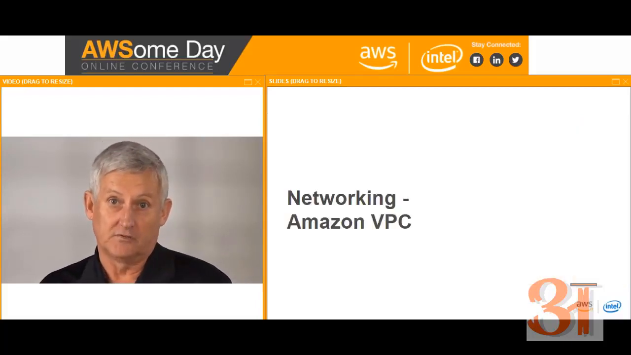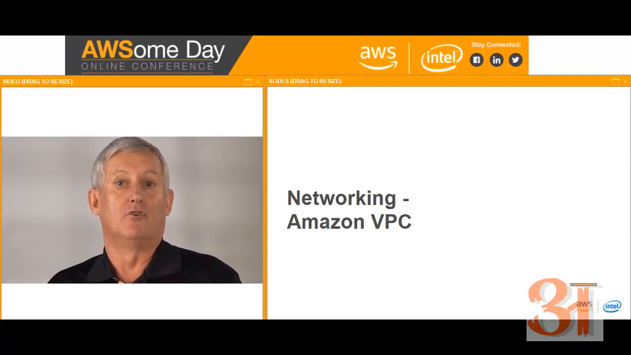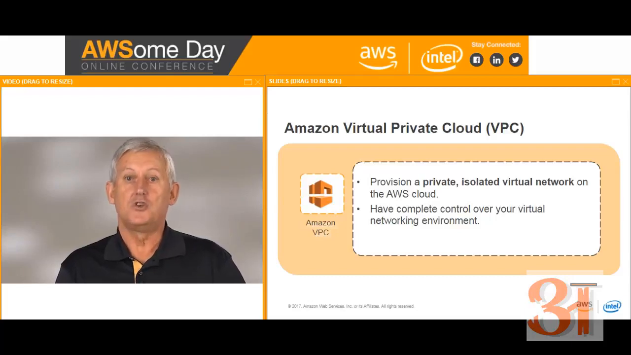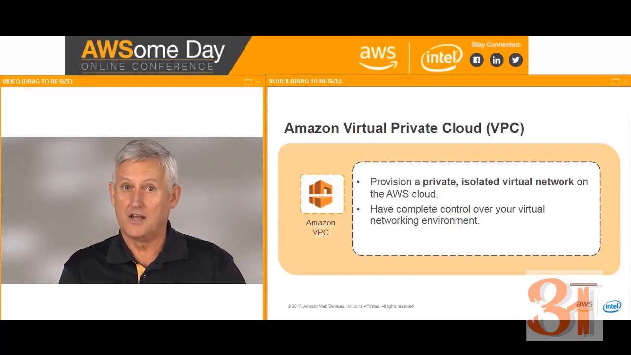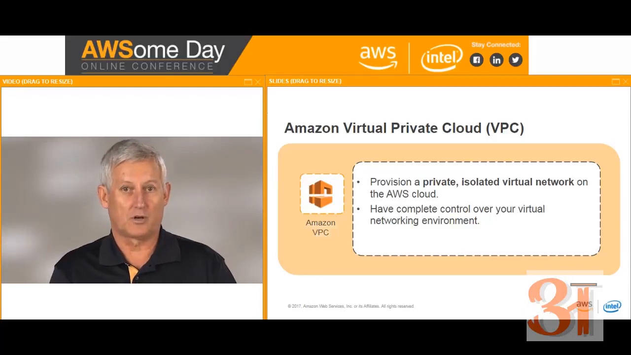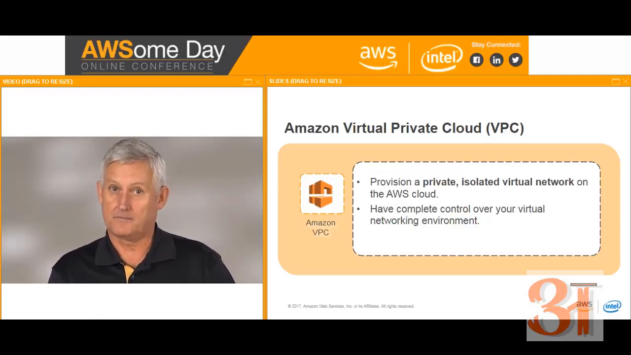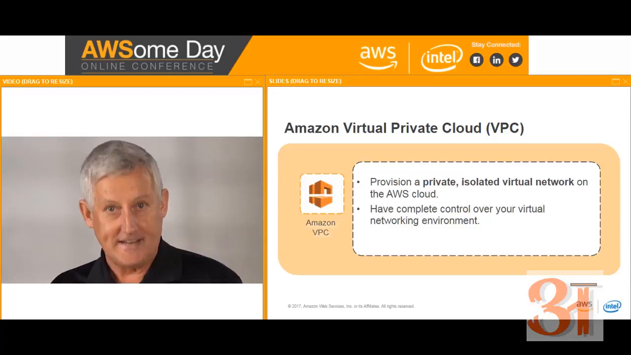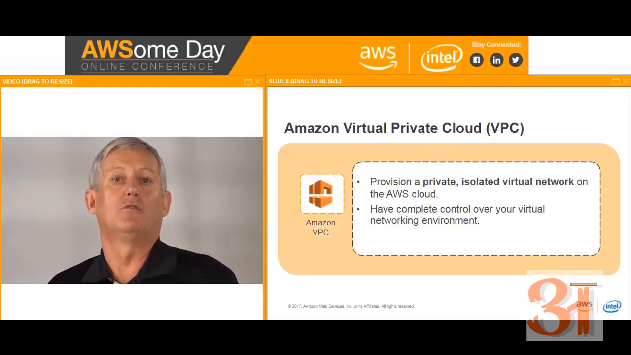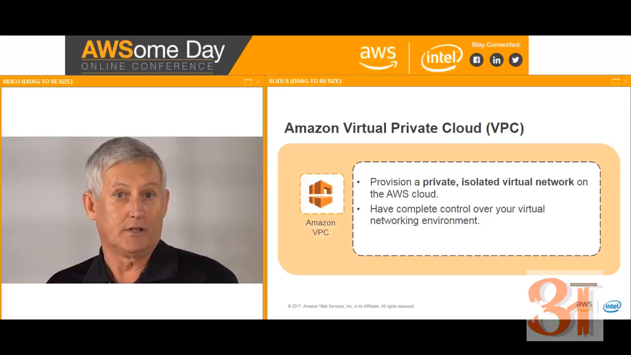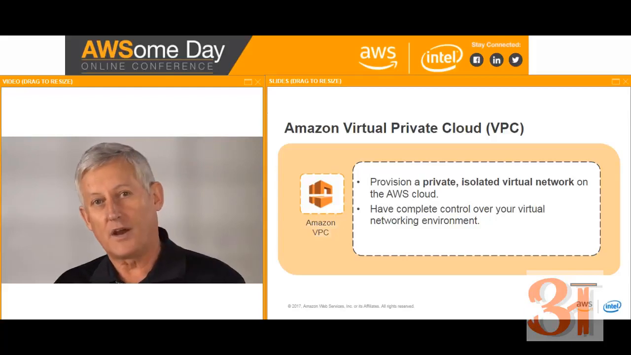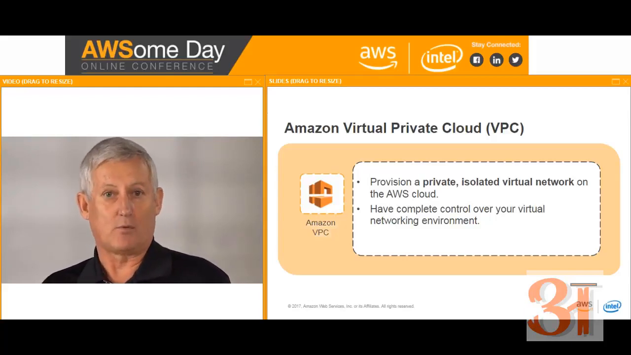In this networking section, we'll explore topics covering virtual private clouds, subnets, and network security. With the Amazon Virtual Private Cloud Service, you can define a virtual private network topology that closely resembles a traditional network that you might operate in your own data center. You have complete control over your virtual networking environment, and you can easily customize the network configuration for your virtual private cloud, including selection of IP address range, creation of subnets, configuration of route tables, and network gateways.